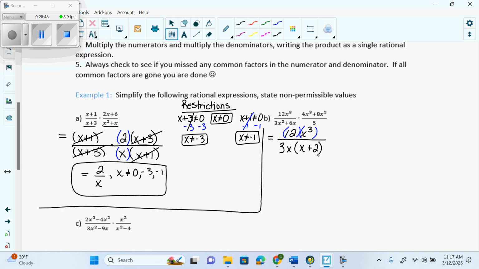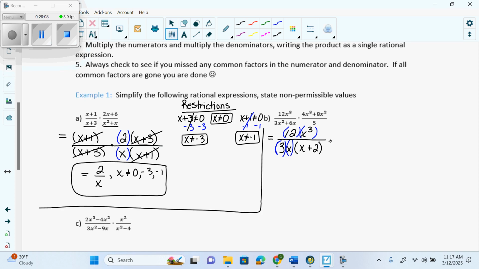I can recheck it. 3x times x is x squared. 3x times 2 is plus 6x. You can double check your GCF, right? It should come back to what you have. Now, this 3 and this x are a monomial. There's no plus or minus sign, so I'm going to put them in their own brackets in blue.